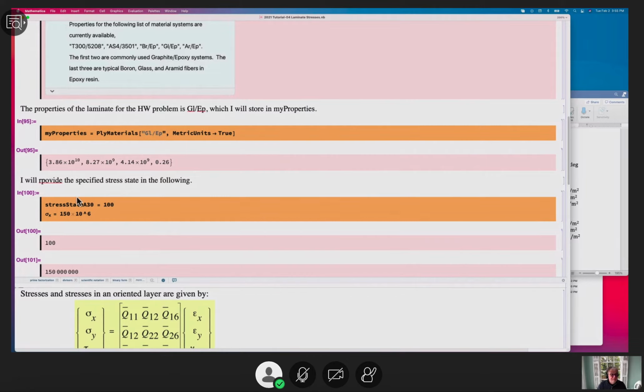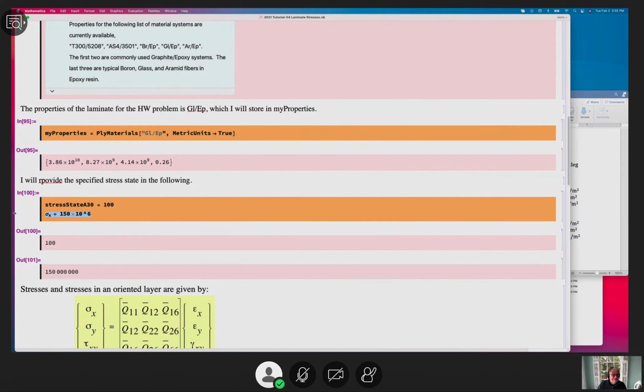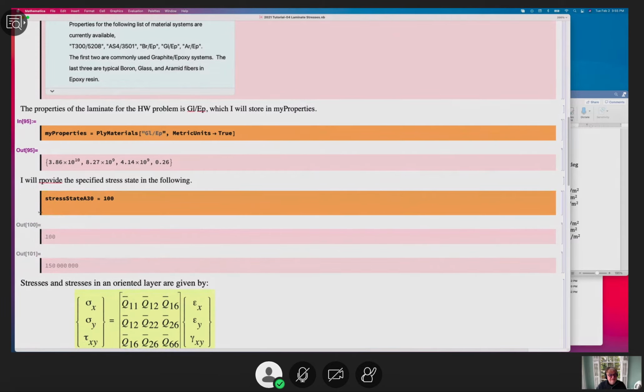So, but I don't need both of them. I'll just use this, 150 times 10 to the 6. This is the stress state. This is sigma X.